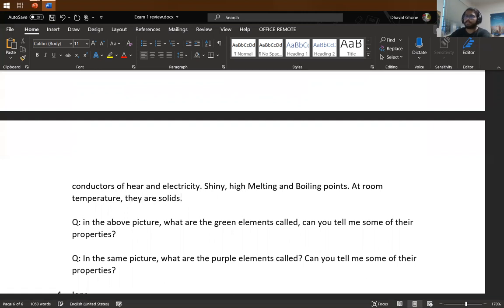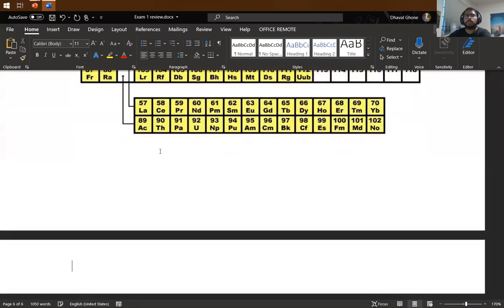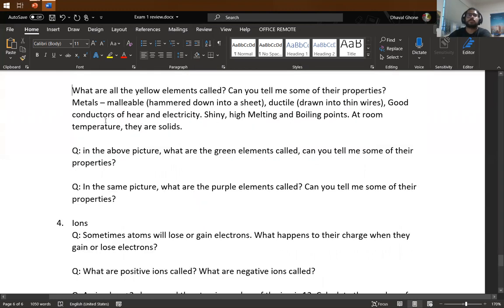solids. Okay, so metals are malleable, ductile, good conductors of heat and electricity, shiny, and they have high melting and boiling points. That means they're still solid at room temperature.